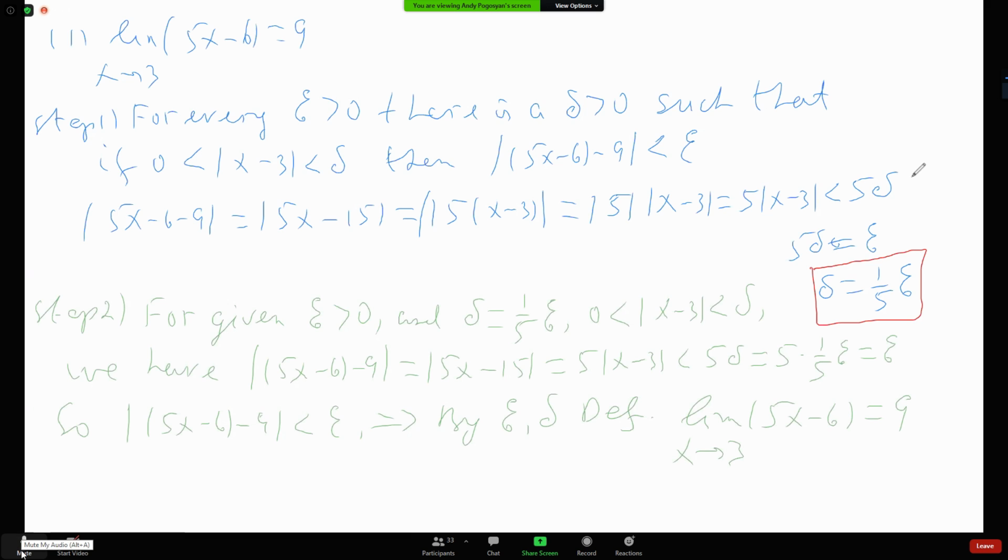It's not 5. The 5 delta comes from 5 times the absolute value of x minus 3, right? X minus 3 is less than delta, so 5 times the absolute value of x minus 3 is less than 5 times delta. Delta is in the beginning, in the second row. If you look at step 1, you already have it there. 0 is less than the absolute value of x minus 3, less than delta.